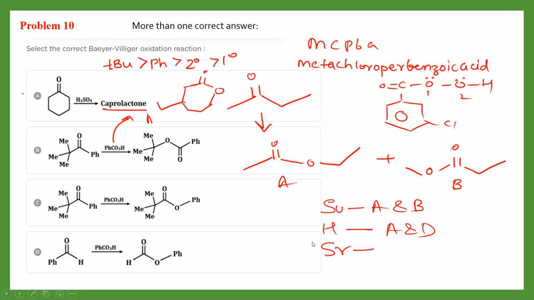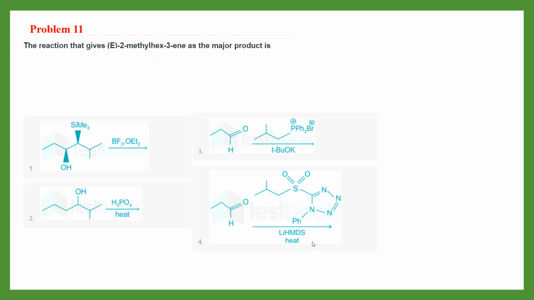Okay, so let's come to the next question. The reaction that gives E-2-methylhex-3-ene as the major product. You know EZ nomenclature, how to give this EZ nomenclature? Yes, ma'am. Okay.